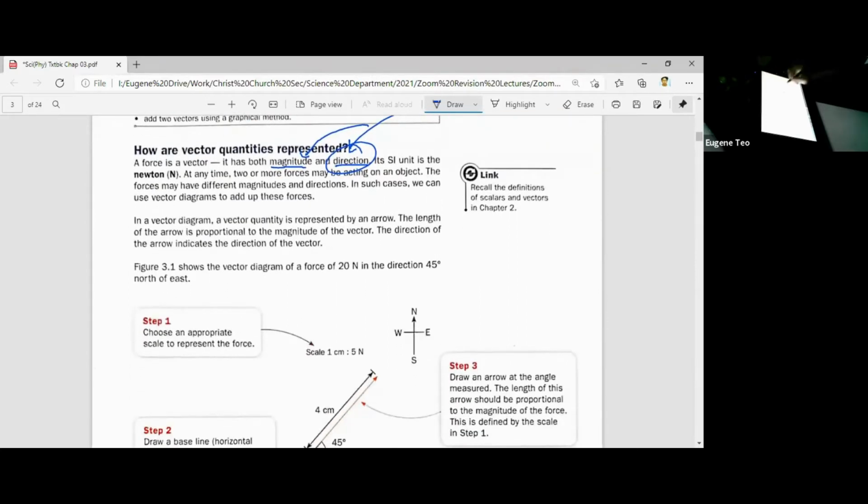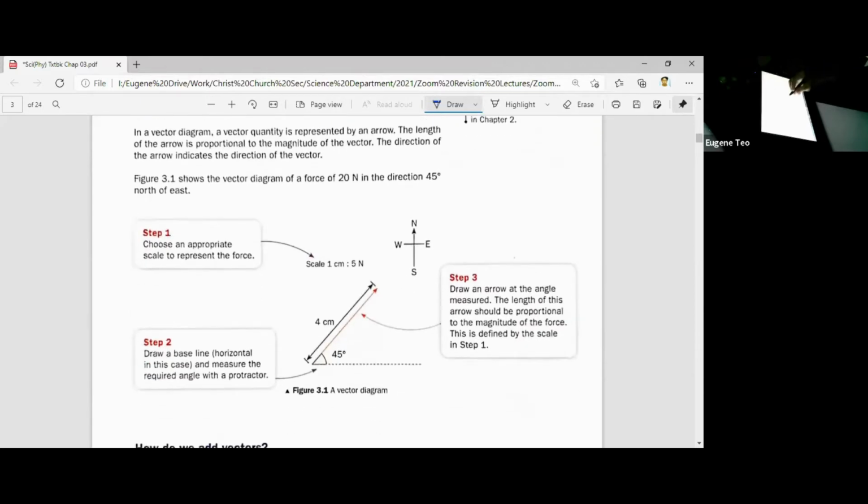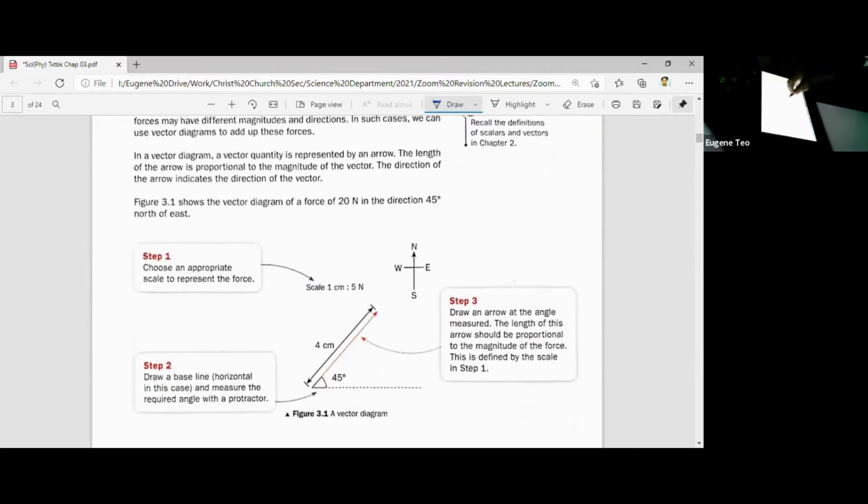Okay, so do take note how we can choose to draw a vector diagram. Let's just start with a simple example here. So I have a force. I want to draw a 20 Newton force in the direction of 45 degrees. So what I'm going to do is measure 45 degrees, then I draw my 20 Newton force.